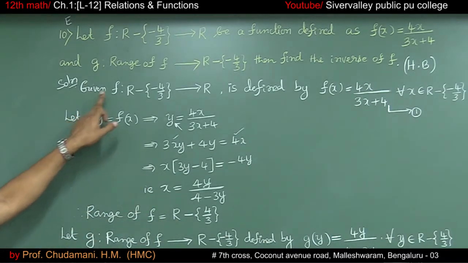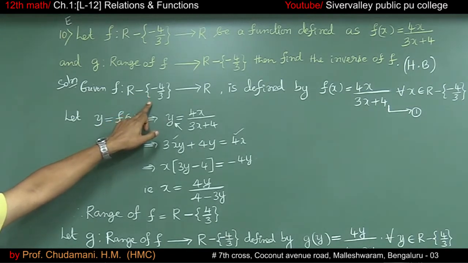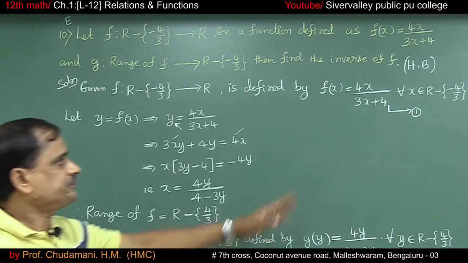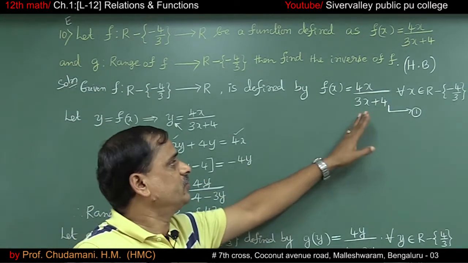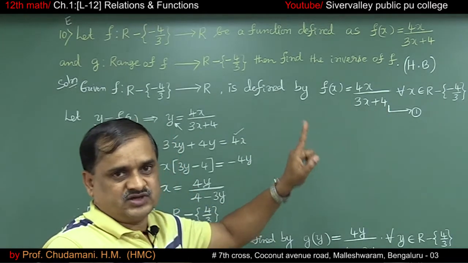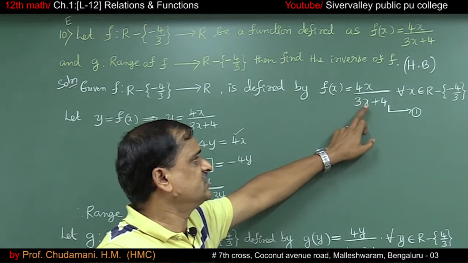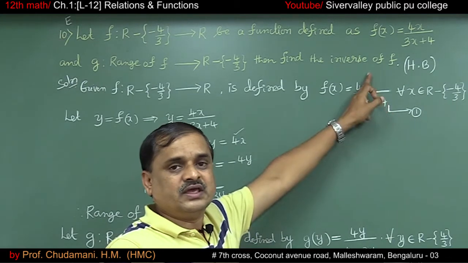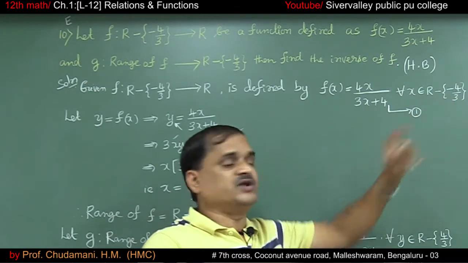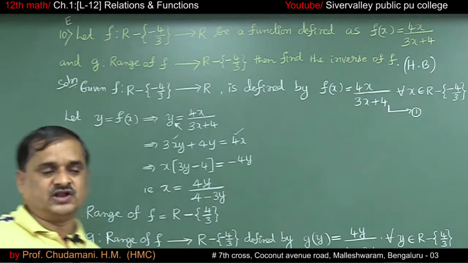Solution. Given f from the real numbers except minus 4 by 3 to the real numbers is defined by f of x is equal to 4x divided by 3x plus 4 for all real numbers except minus 4 by 3. If you put minus 4 by 3 here, the 3 gets cancelled, minus 4 plus 4 is 0. Anything divided by 0 is not defined. That's why they eliminate minus 4 by 3 from the set of real numbers. Let me call it equation 1.